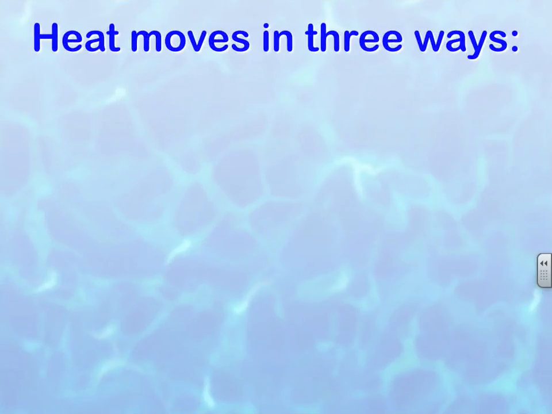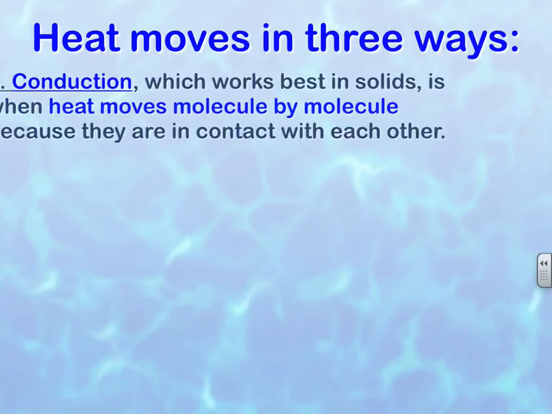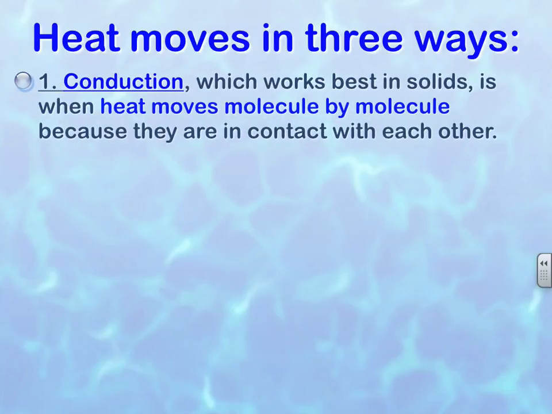There are three ways that heat can transfer from one object to another object. The first is called conduction. Conduction works best in solids and especially metallic solids. And in conduction, heat moves molecule by molecule because they're in contact with each other.